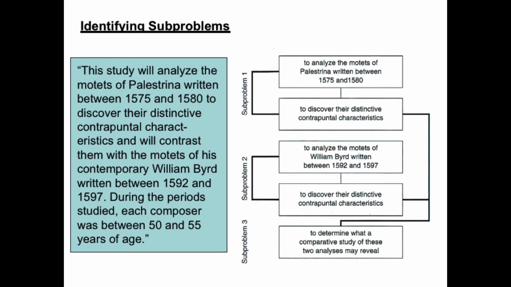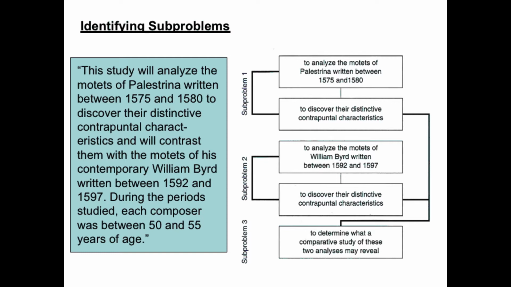Here I've taken the problem statement and moved it over to the left, and on the right there's a little map that breaks this apart and clarifies what's involved with the problem. One thing you'll notice is that we took the idea of contrasting the work of these two composers, and we recognize that there is an analysis to be done for each one. So therefore we have an analysis to do on Palestrina and an analysis to do on William Byrd. That is the key to making a good map of what's going to be involved to tackle this research problem.